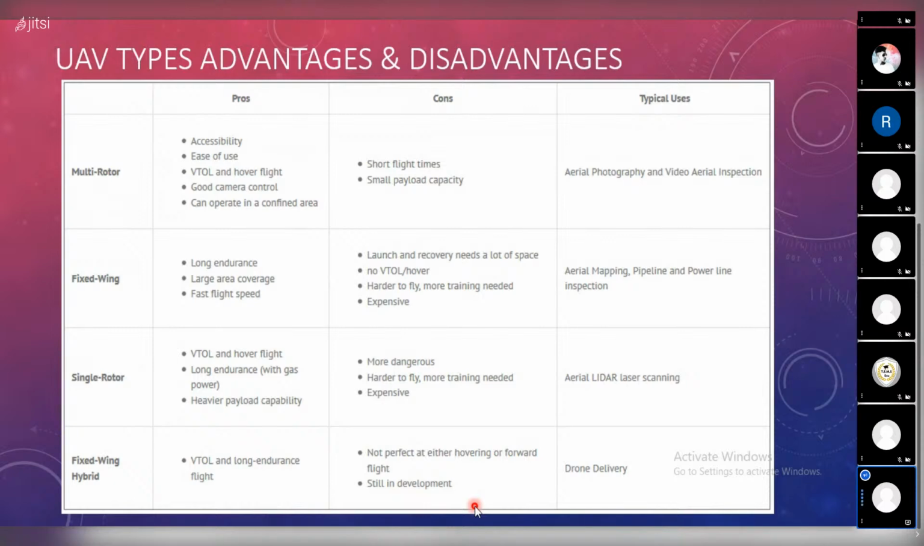Then they are mostly used in photography, inspection, surveillance, and such sort of applications where the camera is of major focus. Now next, we have fixed wing. Like I said earlier, since fixed wing has one motor and hardly needs much propulsion, it has more flight time. So you can expect 2 hours, 3 hours of flight time with fixed wing, which is not possible in a multi-rotor. Then it can cover very large areas.